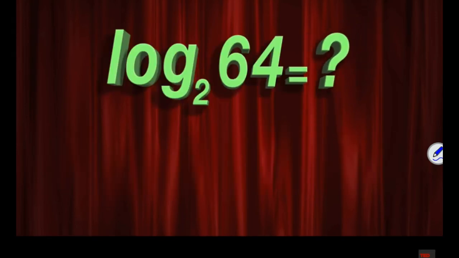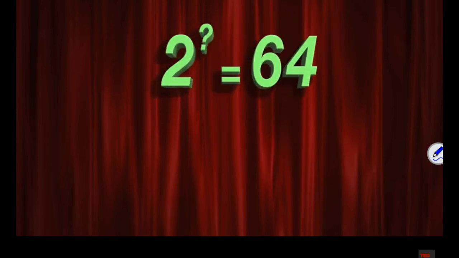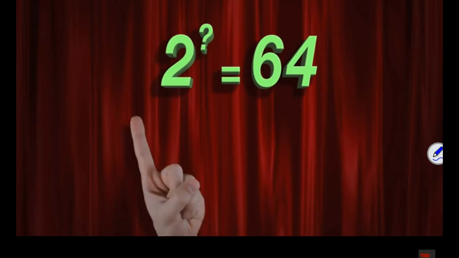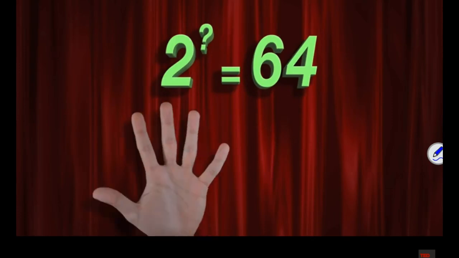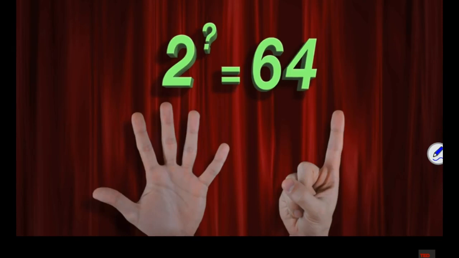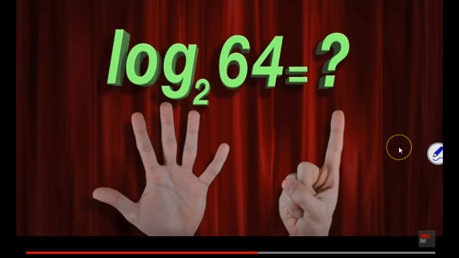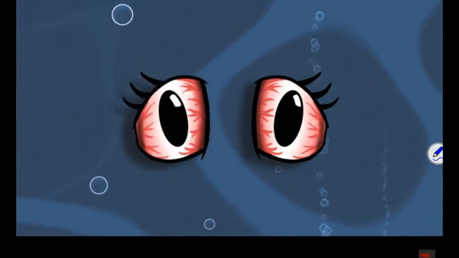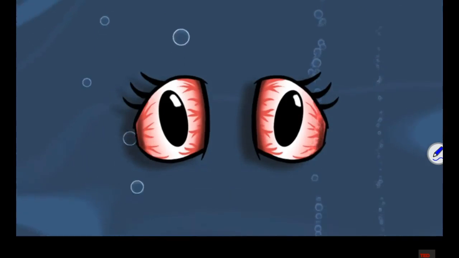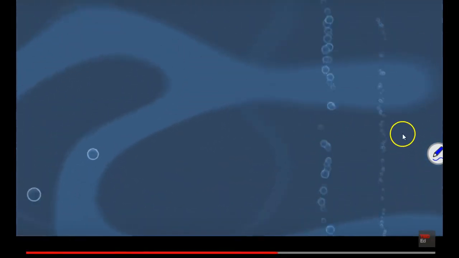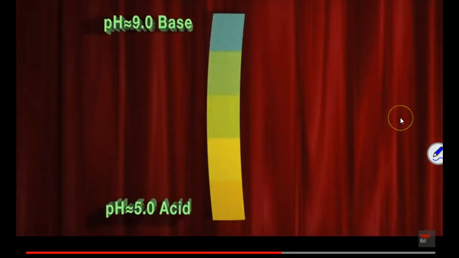So what is log base 2 of 64? In other words, 2 raised to what power is 64? Well, use your fingers. 2, 4, 8, 16, 32, 64. So log base 2 of 64 must equal 6. So what does this have to do with my eyes turning red in some swimming pools and not others? Well, it leads us into an interesting use of logarithms in chemistry, finding the pH of water samples.